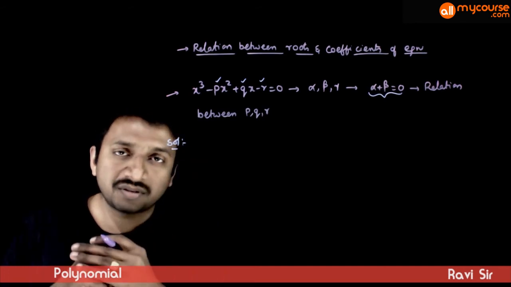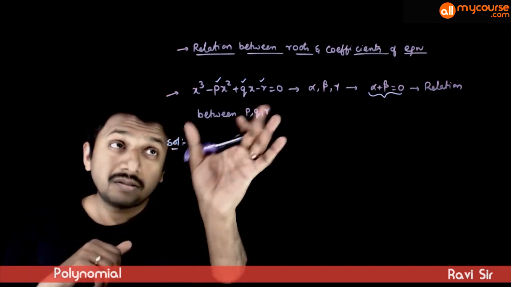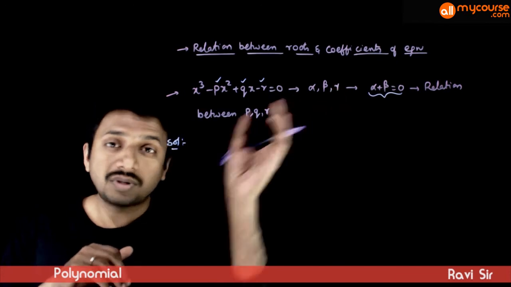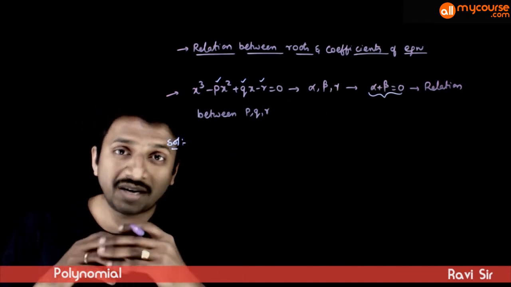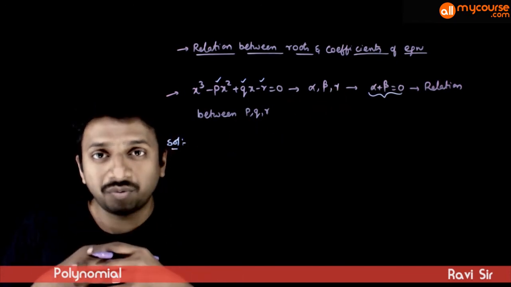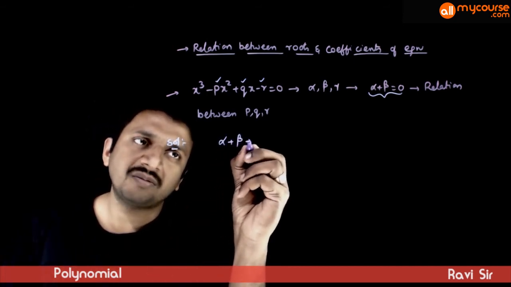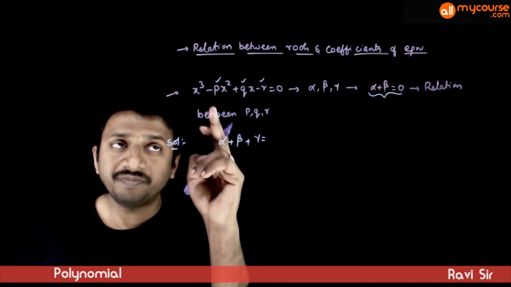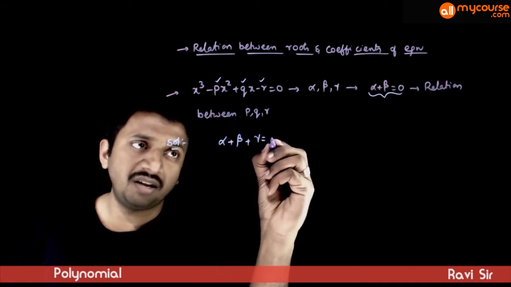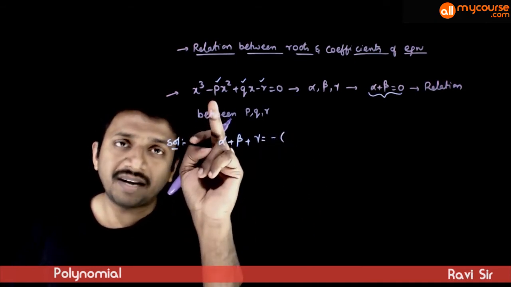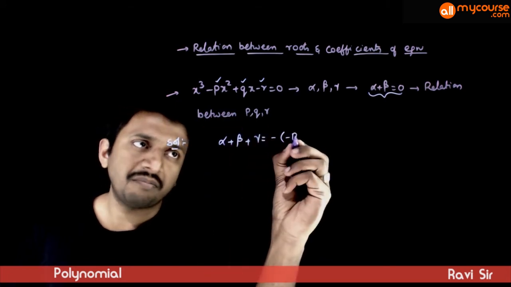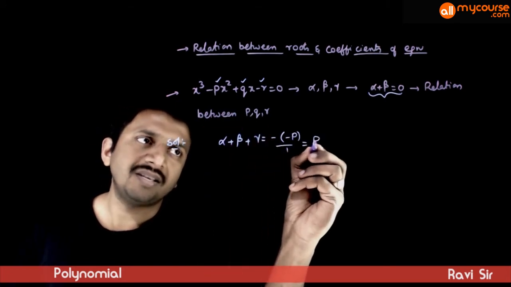So how can we do this? This equation has roots alpha, beta, gamma. So now let us try to write the relations that we know between alpha, beta, gamma. One of the basic relations is alpha plus beta plus gamma is equal to minus of second coefficient by first coefficient, minus of minus p by 1, which is equal to p.